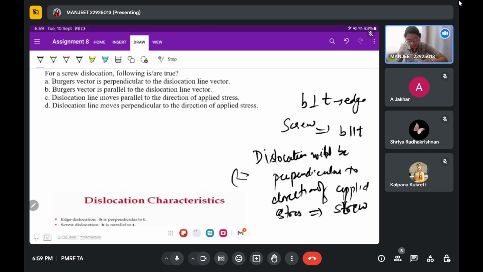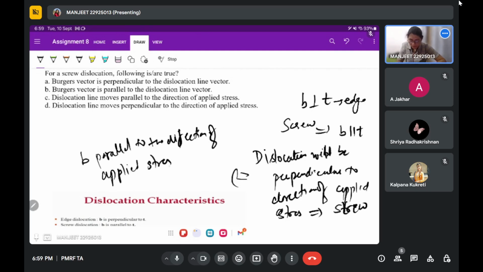And if vector B is parallel to the direction of applied stress, then it will be the edge one. For the screw dislocation, the Burgers vector is parallel to the dislocation line vector. So B is the correct answer.